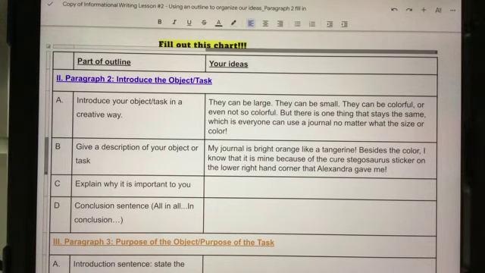Okay, and this is what I'm going to do. I'm going to reread so I know that my writing makes sense. Besides the color, I know that it's mine because of the cute stegosaurus sticker on the lower right-hand corner that Alexandra gave me. Okay. So the next thing I'm going to talk about is I started to put tabs in it to mark each month.